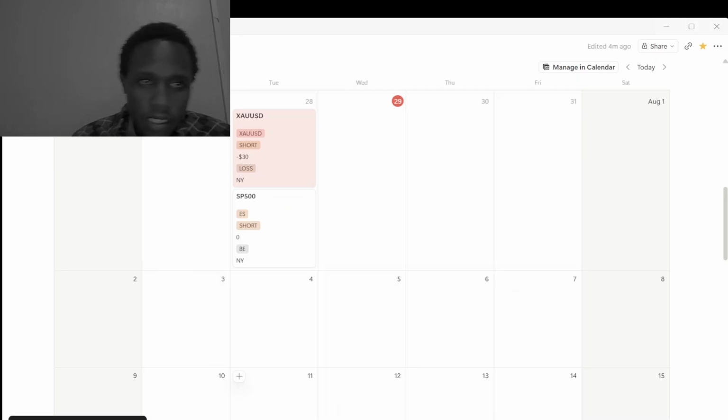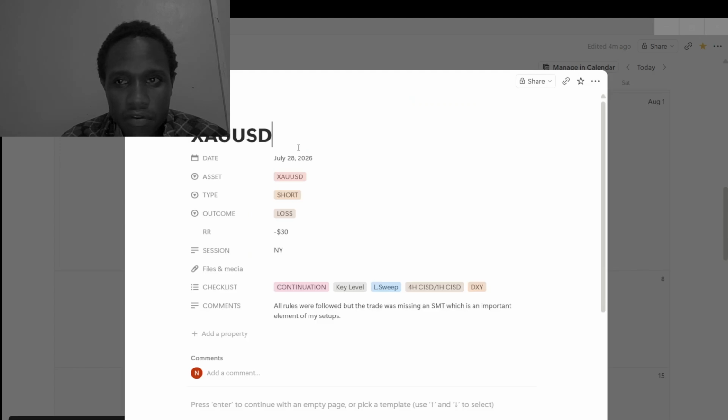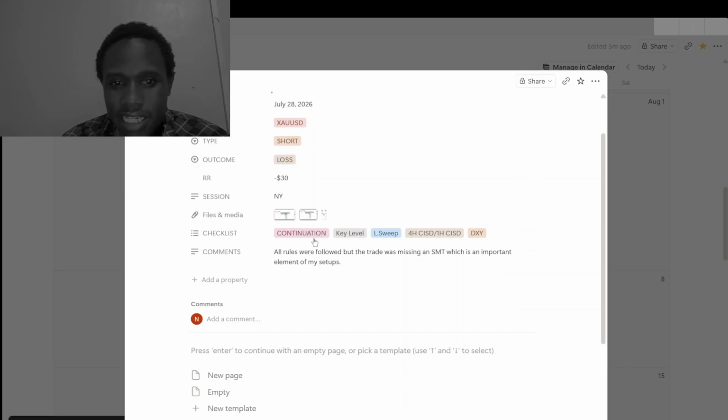So let's journal this trade. I use Notion to journal, and you can see that this is Notion, private, only I have access. This is my trading journal, and we can see the example from yesterday. Yesterday's trade was gold, a short trade, and the outcome was a loss. For the RR, I'm using amount, so I'll put a negative $30. I'm currently trading a $500 account. It's not much, but it gets by.